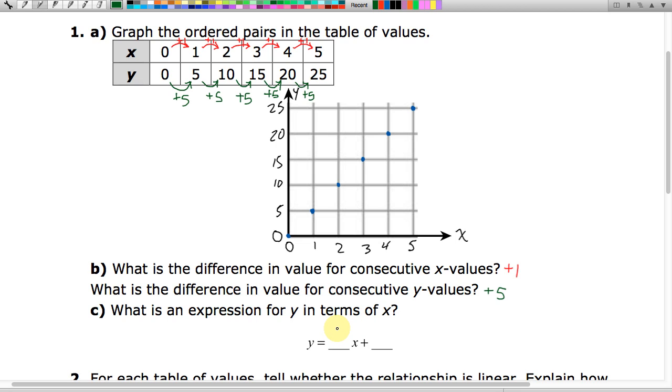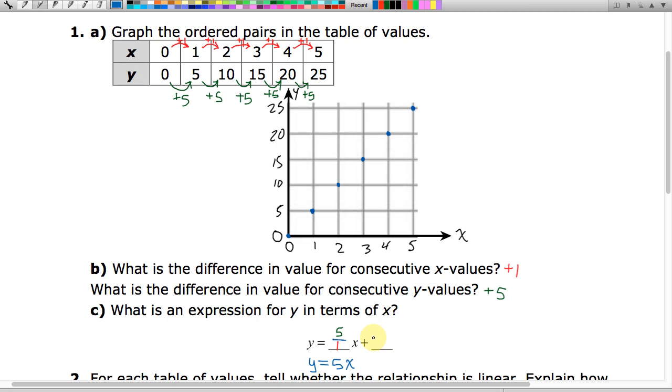And so now coming up with an expression for y in terms of x, what you can do, and this is a general rule that will always work for linear relationships, so every time you have points that line up on a straight line, you will be able to take that change in y and divide by the change in x. And when you do that, you will find that it's y equals 5 divided by 1, which is just 5x. This is how you come up with the relationship.